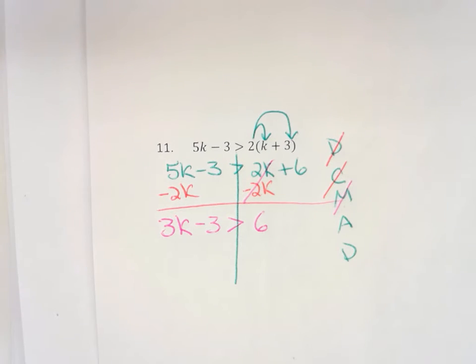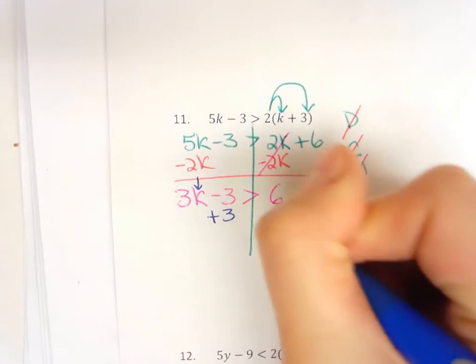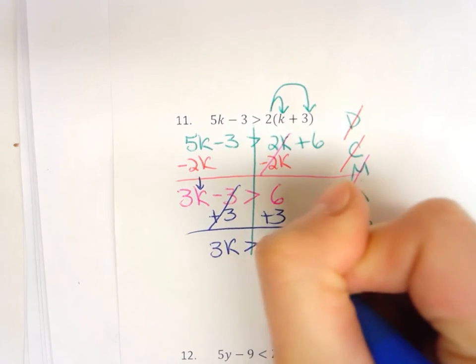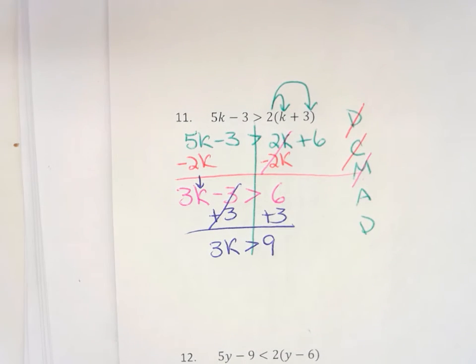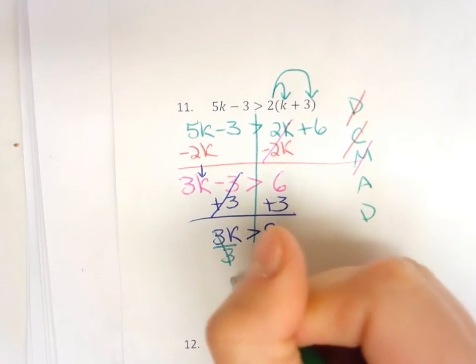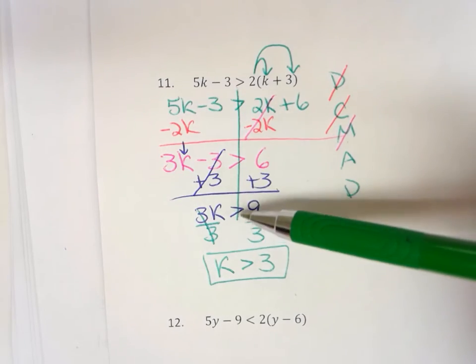Now that I've moved all of my variables over to the left, I've got a two-step problem. We're going to start by adding the friend, so plus 3 to each side makes that 3k is greater than 9. One final step, I divide both sides by 3, and it's a positive 3, so there's no reason to flip our inequality sign. It would stay a greater than sign.